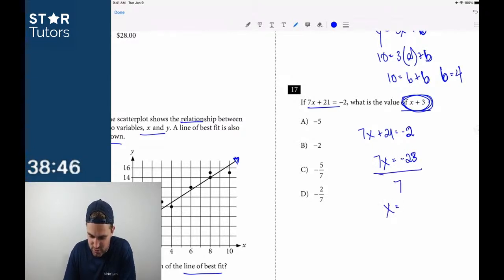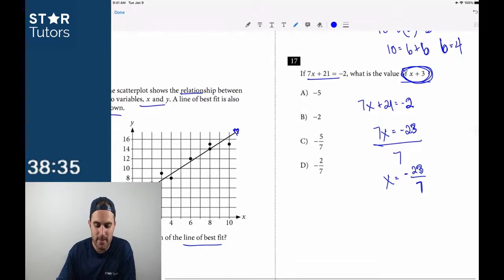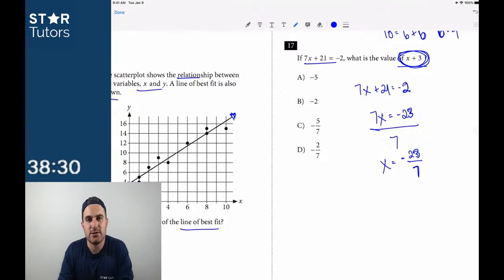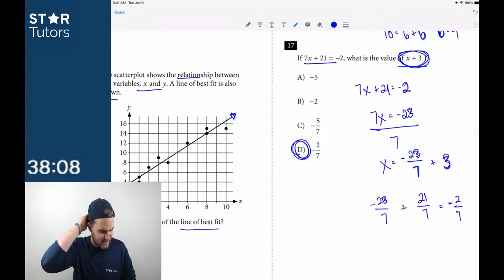x is equal to, they didn't do it this time, but how often do you think that the SAT puts negative 23 over 7 as an option? So frequently. They do it so frequently, and we can't let that happen. Okay, they didn't this time, so everybody taking this lucks out of it. But it's x plus 3, so don't circle the value of x. Now we have to add on 3, which is just equal to 21 over 7. So negative 23 over 7 plus 21 over 7 is equal to negative 2 over 7 for number 17. Okay? Does that all make sense?